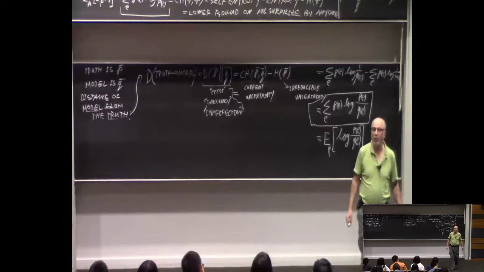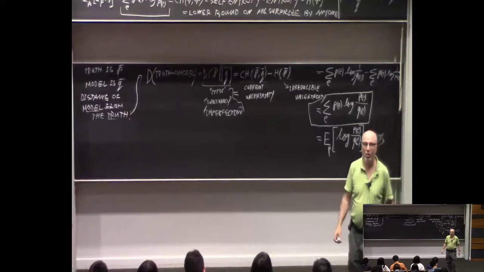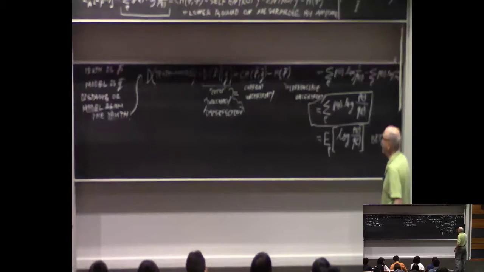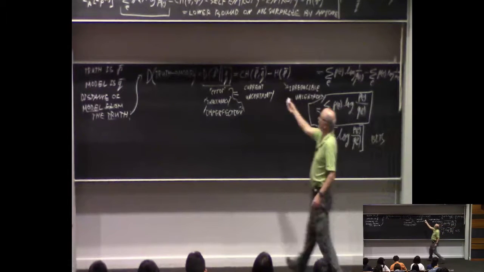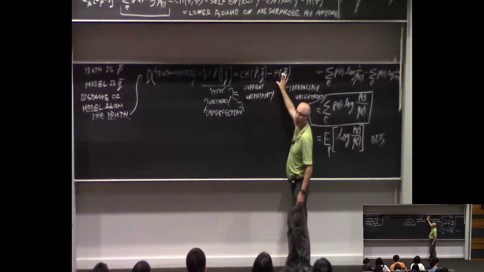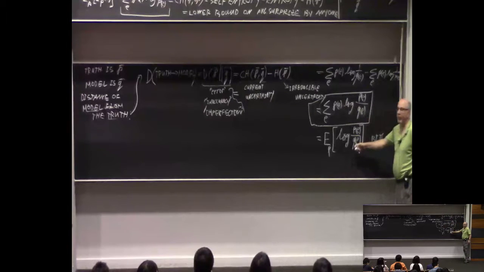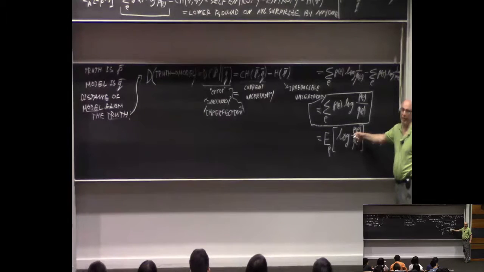Can it be infinity? Can it blow up? Yes, it could be infinity. When will that happen? Same time when this becomes infinity. Remember, this is finite, always, between 0 and log k. This could be infinity. When does that happen? When there's at least one event for which the model says it can't happen, but the truth is it can.